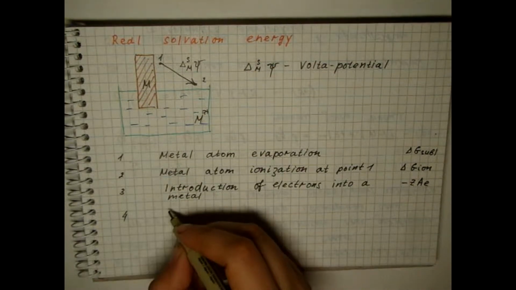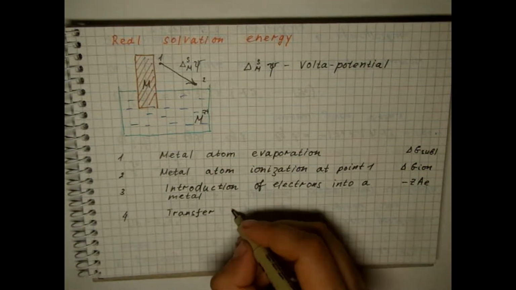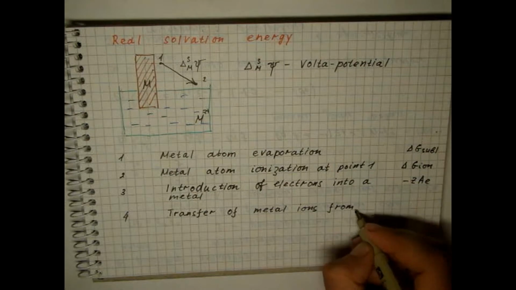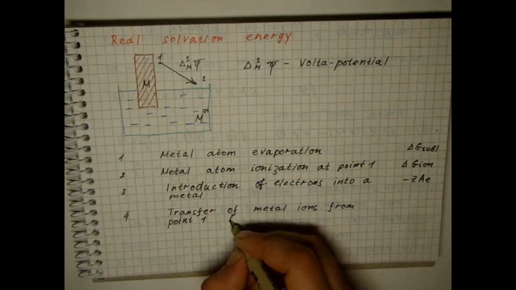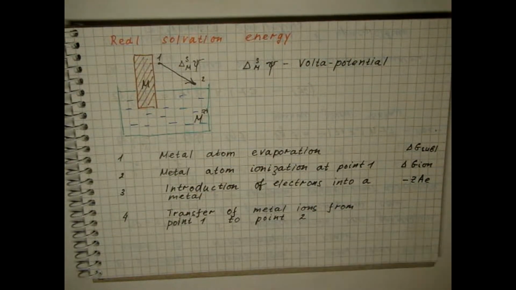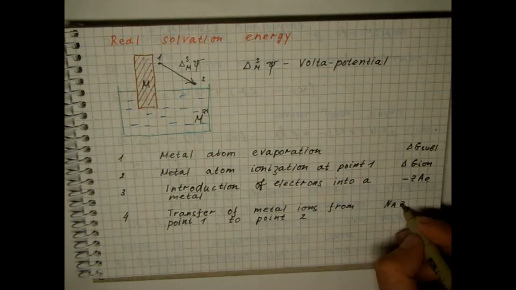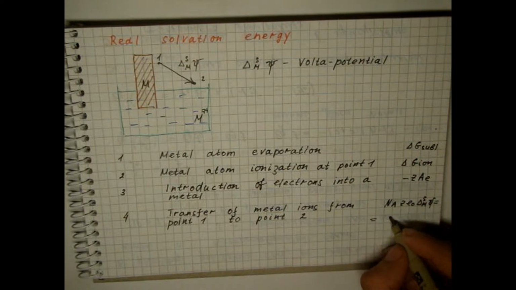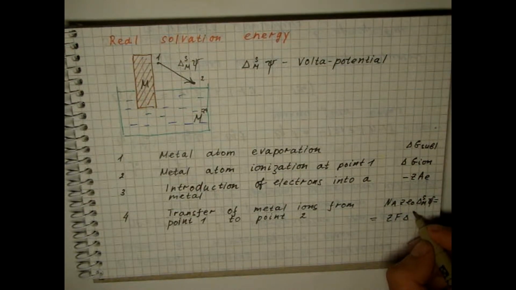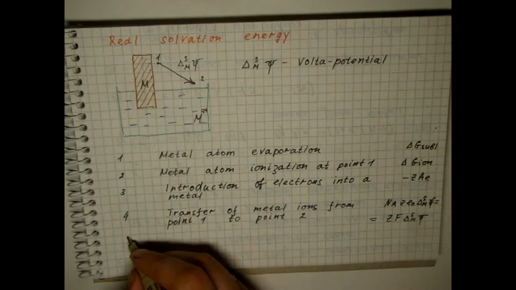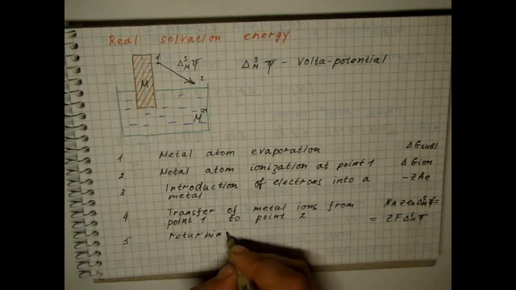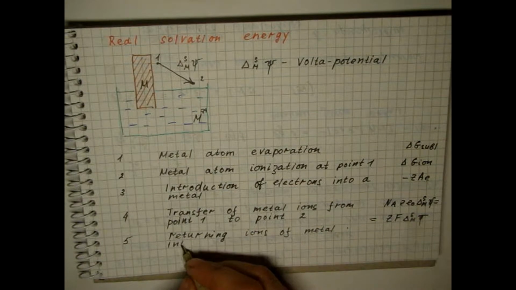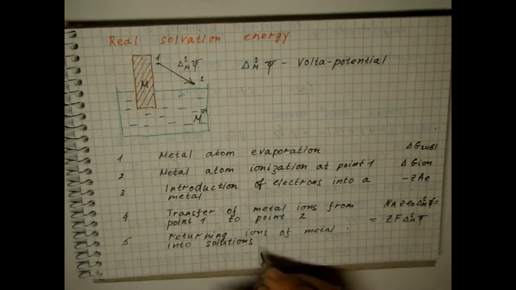transfer the metal ions from point 1 to point 2. Since there is a potential difference between these points, the work will be equal to. Next, we return metal ions into the solution. The energy effect corresponding to this process is equal to the so-called real solvation energy.